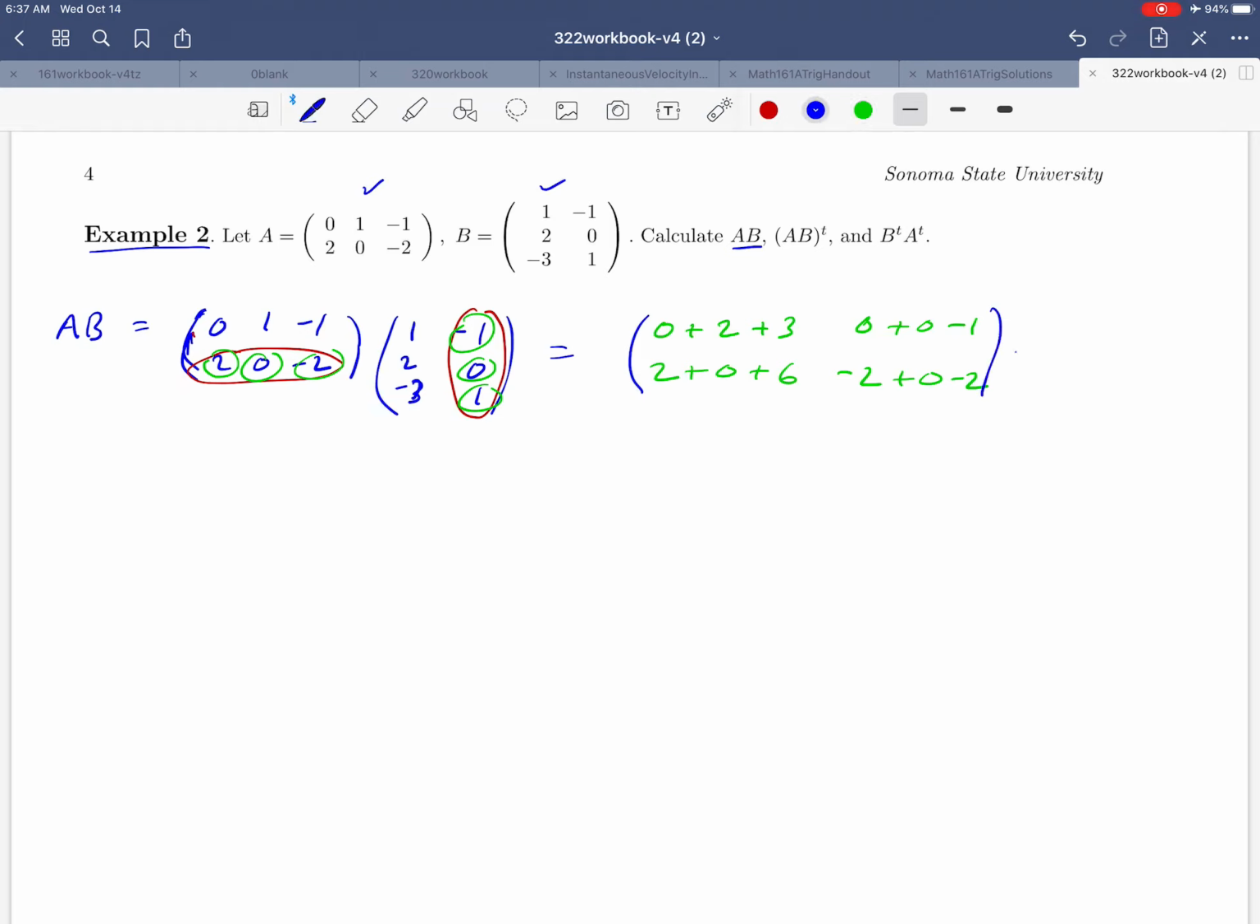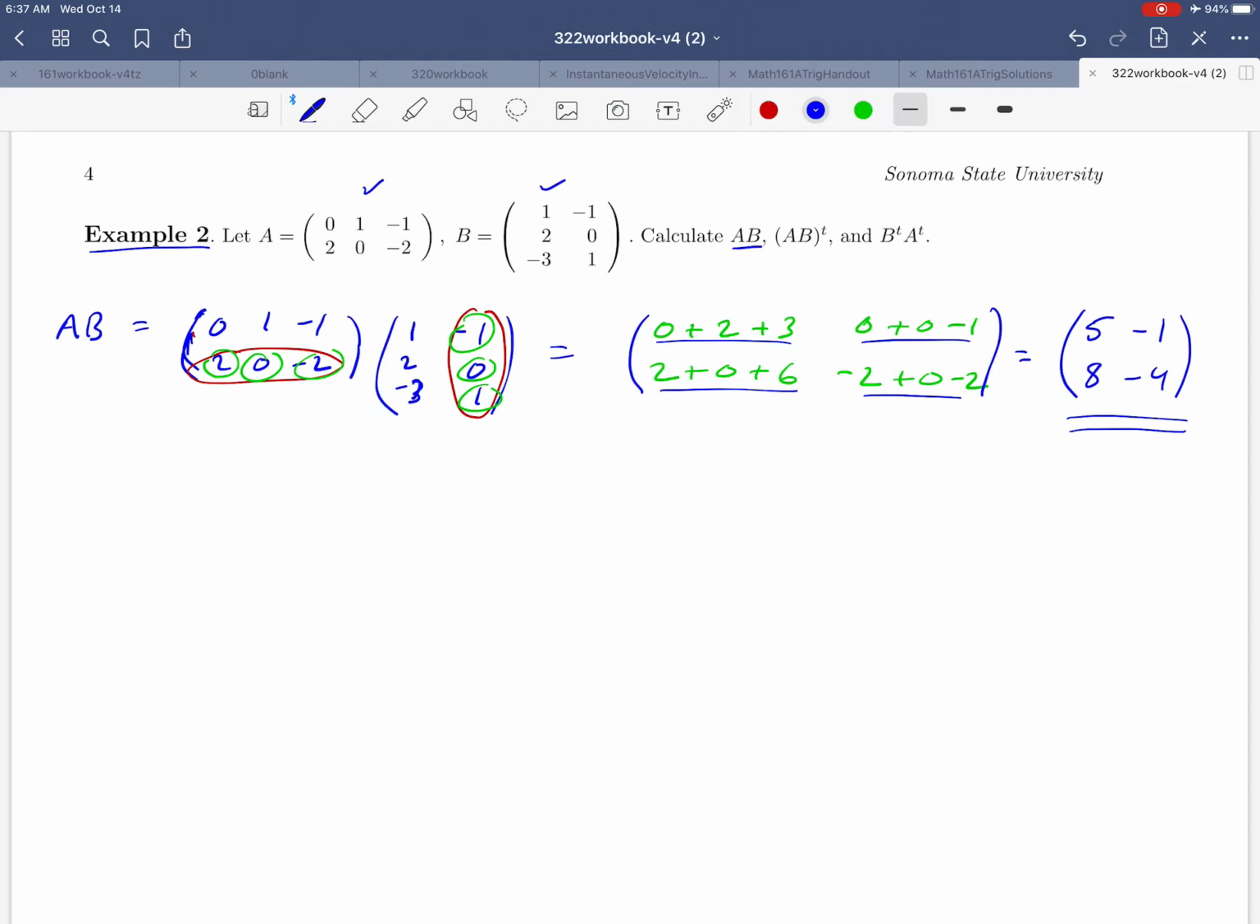All right, now let's simplify that. We've got 0 plus 2 plus 3, that's going to give us a 5, and then 0 plus 0 minus 1 is negative 1. 2 plus 6 is 8, and then finally negative 2 minus another 2 is negative 4. And so this matrix right here is the product A times B. That's the result of our first calculation.